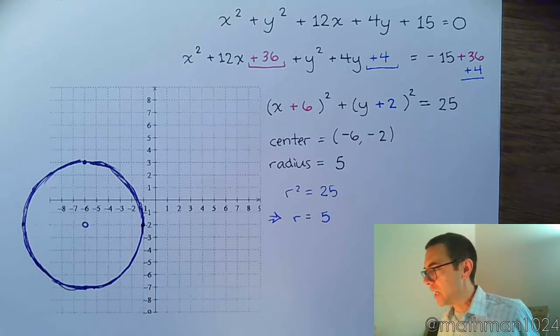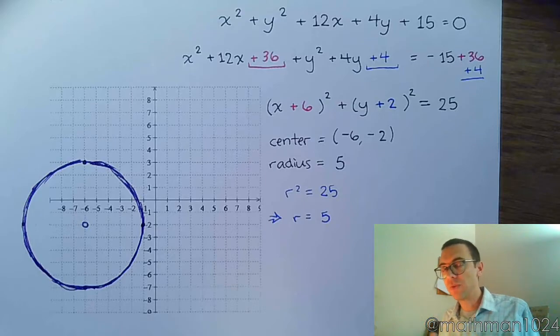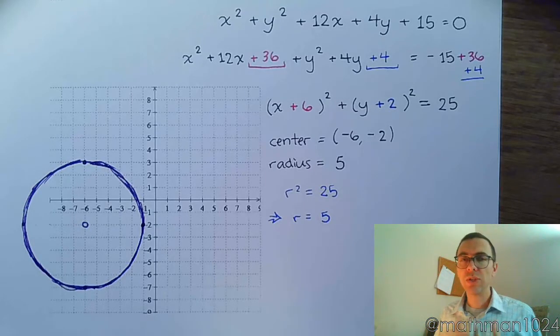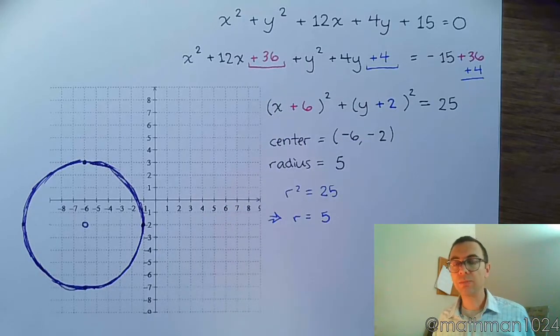So there you go. When it's in general form, your main job, your main focus is to rewrite it from the general form to the center radius form. And we do that like we did up here by completing the square. So completing the square is always going to be useful.